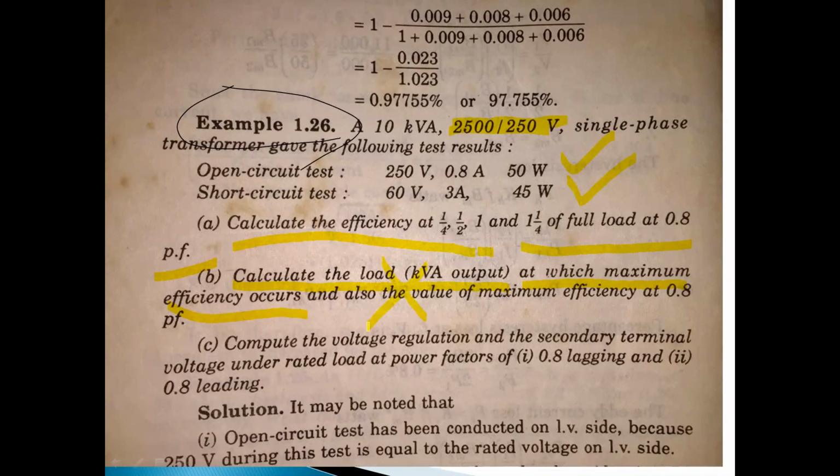So first, compute the voltage regulation and secondary terminal voltage at rated load power factor of 0.8 lagging and 0.8 leading. You first calculate the efficiency, next calculate the regulation. Efficiency and regulation. Okay.